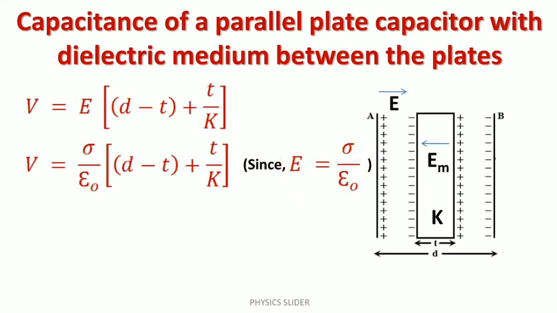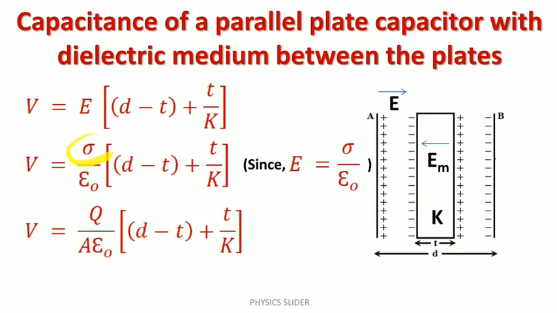All right, now this sigma is the surface charge density. We can put the value of sigma as Q upon A. Why? Because sigma is equal to Q upon A. Sigma is surface charge density, the charge per unit surface area, or Q upon A.